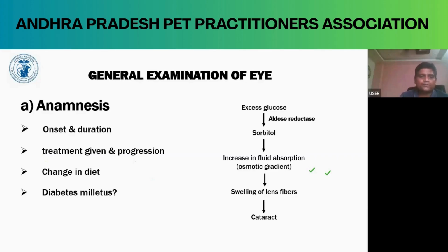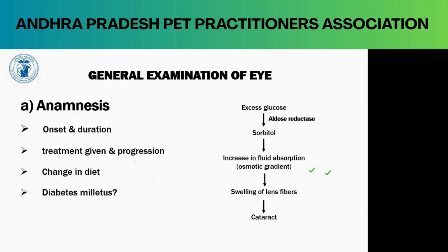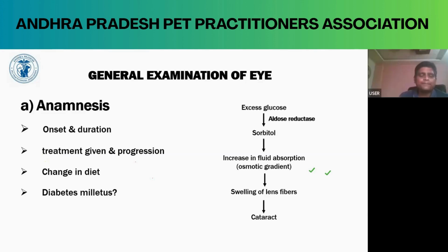And coming to diabetes mellitus, whenever you observe sudden blindness or sudden opacity of the lenses, you have to ask the owner whether the animal has a history of diabetes mellitus. Because of the excessive glucose, there will be opacity of the eyes, especially in the lens. How it happens, you can see on the right side of the screen. The excess glucose present in the lens fibers at the cellular level is converted into sorbitol by the aldose reductase enzyme.